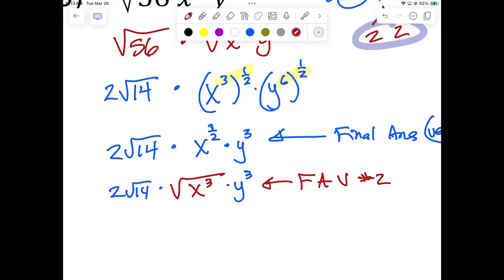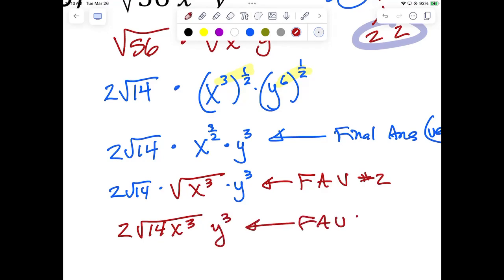Now, isn't it nice to have a friend, I said earlier? The 14 and the x cubed are currently being imprisoned separately by the same prison, right? They're both square roots, and they're being multiplied. So guess what we could do? We could throw them in the same prison cell. They don't need separate cells. Let's put them together. So that would be 14 x cubed times y cubed. This would be final answer version number 3. Are all of them correct?